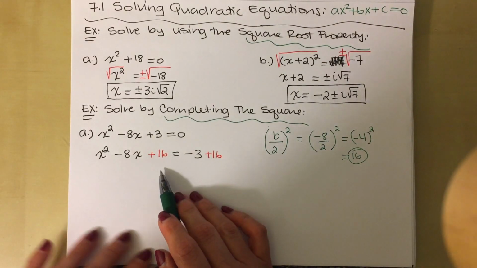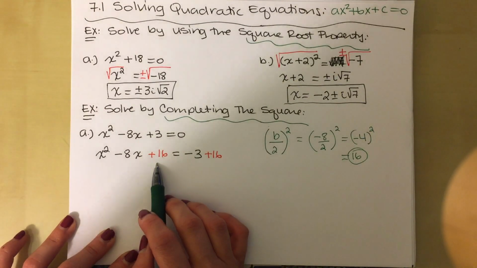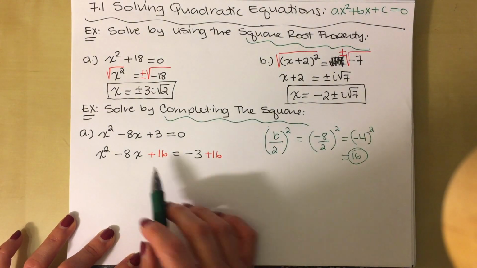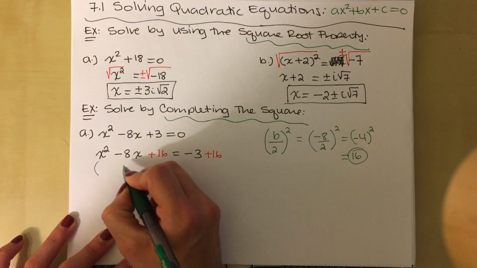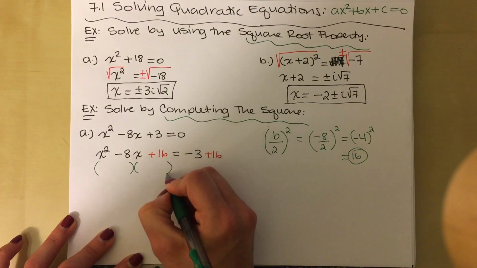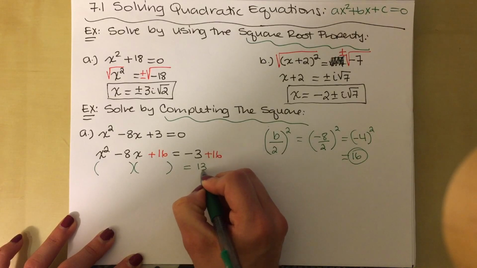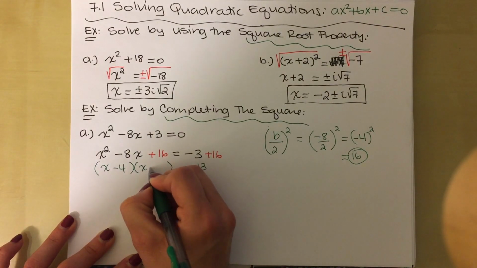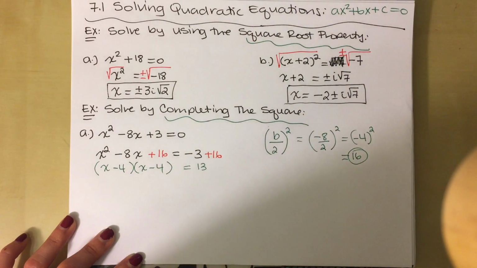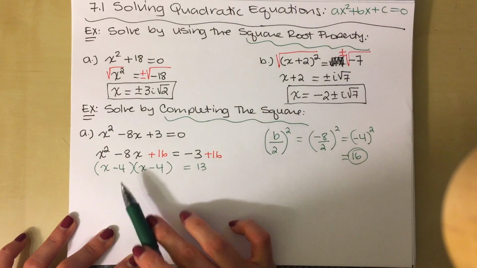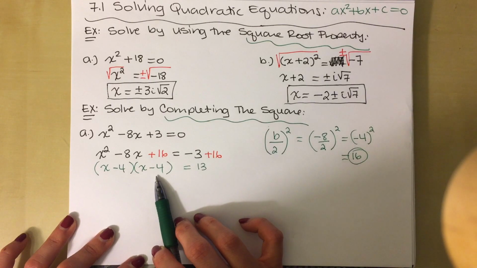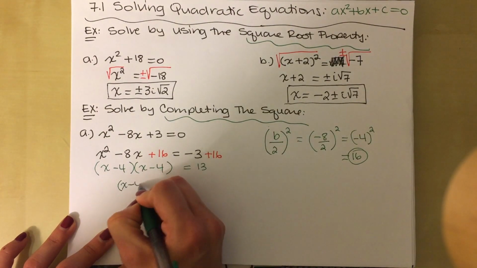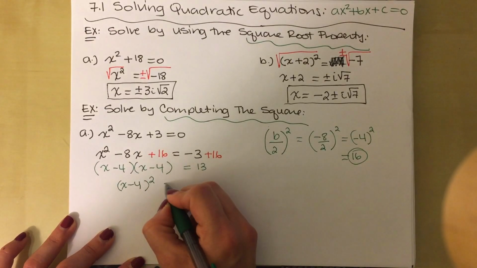Okay, look at the left side. This is going to actually factor into a binomial squared. When you factor, you get 2 of the same factors. So this will always happen that these are the same when you complete the square. And what we want to do is just write this as (x - 4) squared.